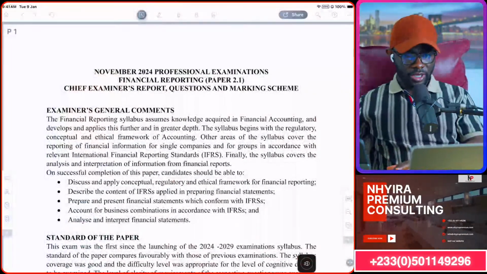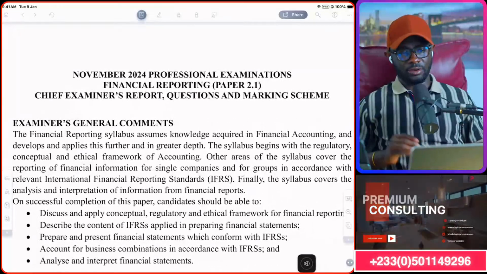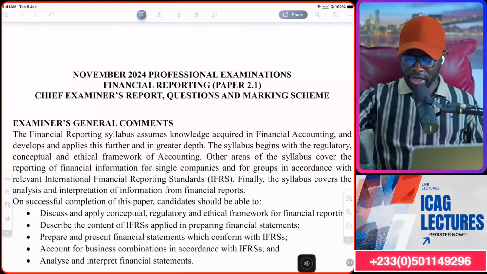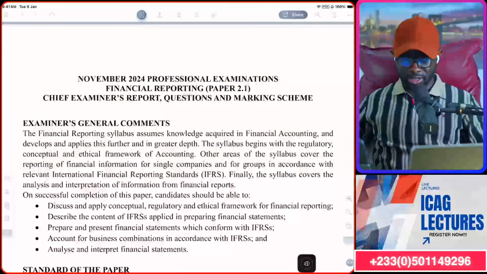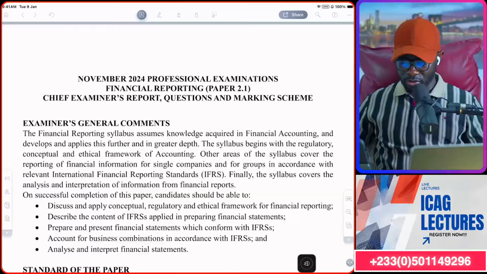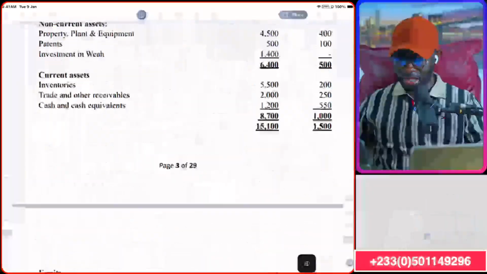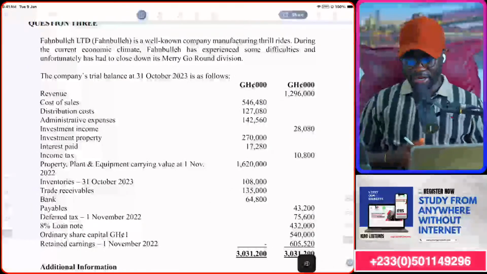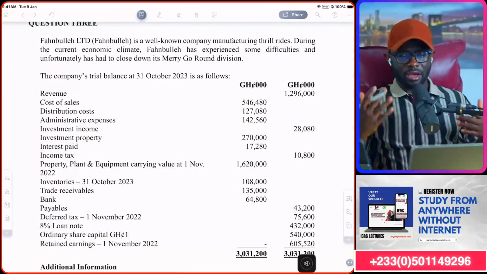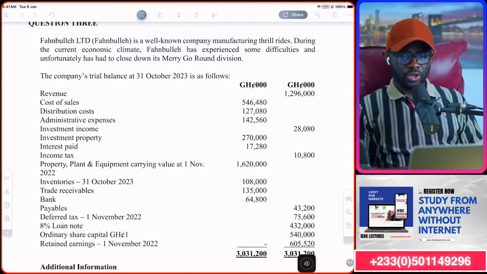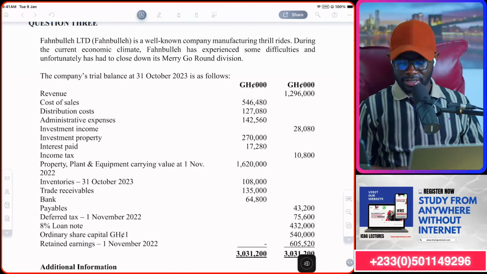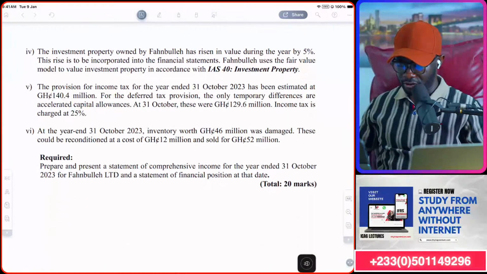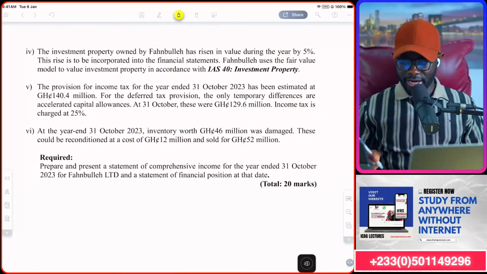So let's go into our discussion for the day. We are looking at November 2024 ICAG financial reporting, and we are focusing on question 3, which is the single entity financial statement. It has a number of things that we want to use as a guinea pig to get excited into our discussion. So we go straight up into the requirements for 20 marks, 36 minutes.